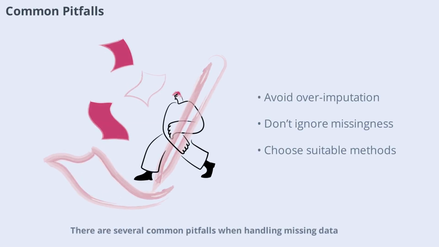There are several common pitfalls when handling missing data. Overimputation can introduce artificial patterns, while ignoring missingness can lead to bias. Using inappropriate methods can distort your results. Always choose methods that fit your data and research goals and avoid shortcuts that compromise quality.